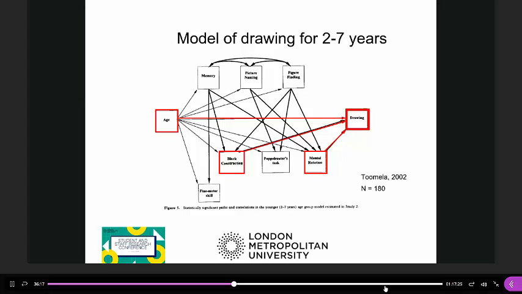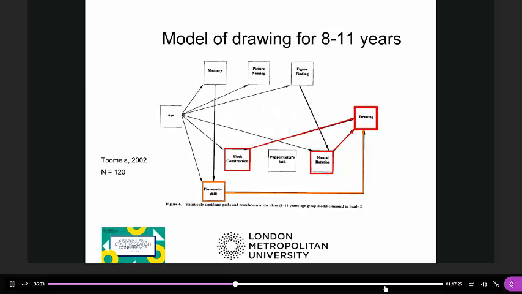Now, this is the model for drawing between 2 and 7 years. And what you can see is in this age span, you have age as a clear predictor for drawing, block construction as well, and mental rotation.